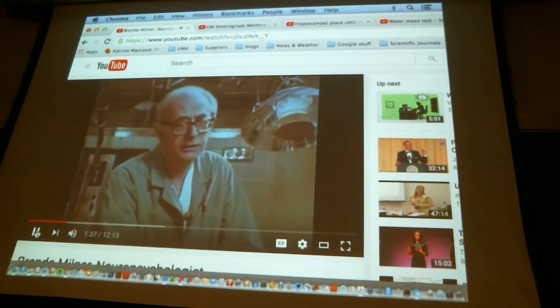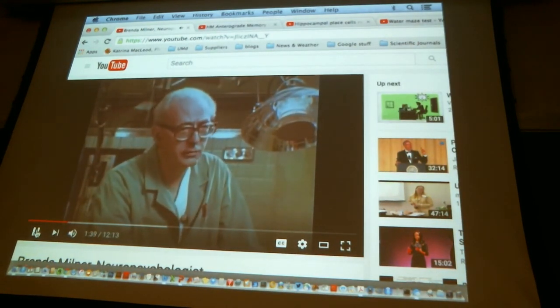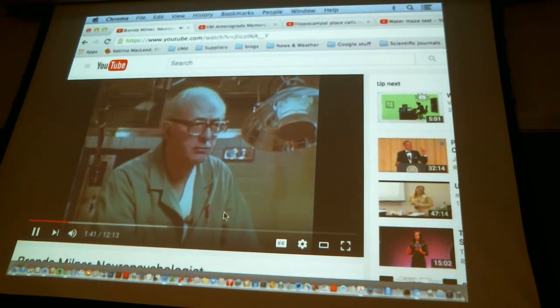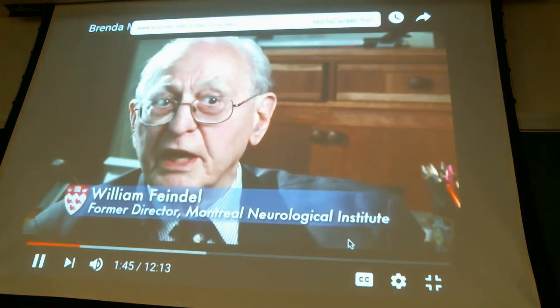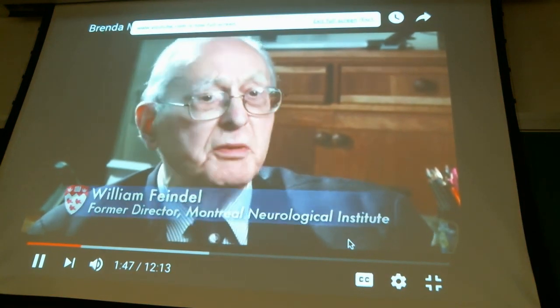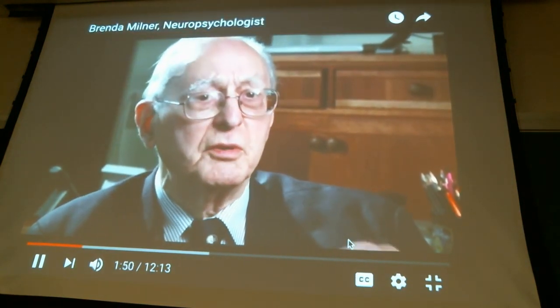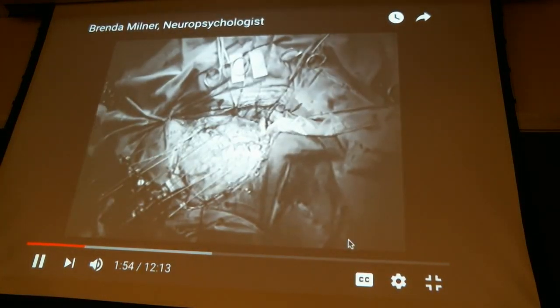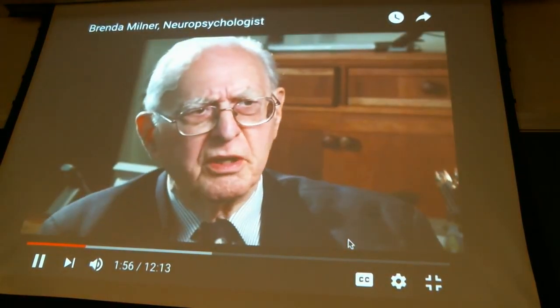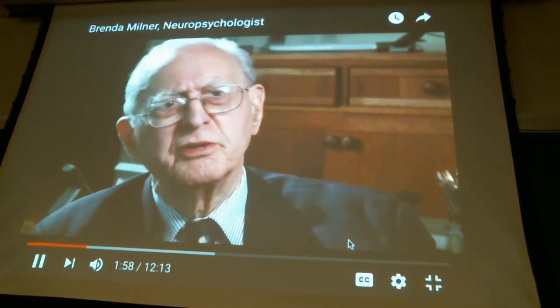Dr. William Feindel later became a member of that surgical team. The preoperative testing, which she did, if she found the patient already had a memory deficit, we had to be much more careful with our removal at surgery because of that. So it's a very important and valuable collaboration in that sense.